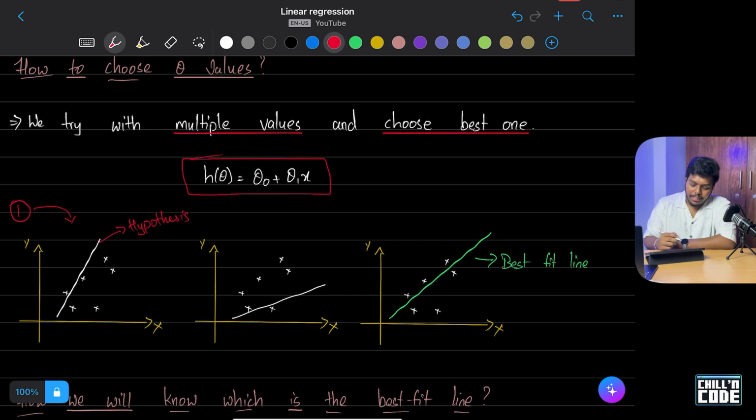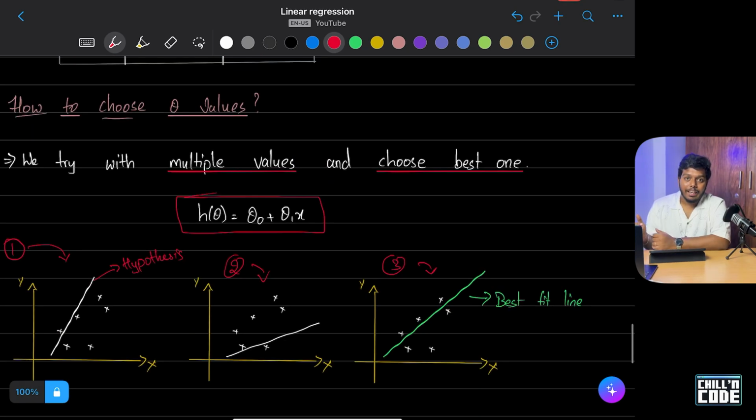We see this line is not the best fit line. We can see that visually, and because it's not a best fit line, the values of theta are changed and learned again. This will be the second value. We can see this is also not a best fit line, and the values of theta are changed again, and the third theta values seem to give a best fit line. Like this, until we get the best theta values, the model will keep iterating and changing the theta values. Now we got a best fit line after multiple iterations of theta values.